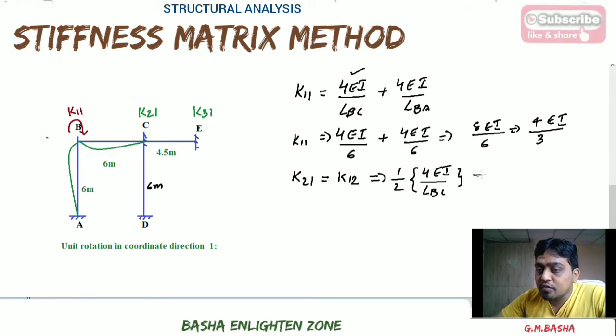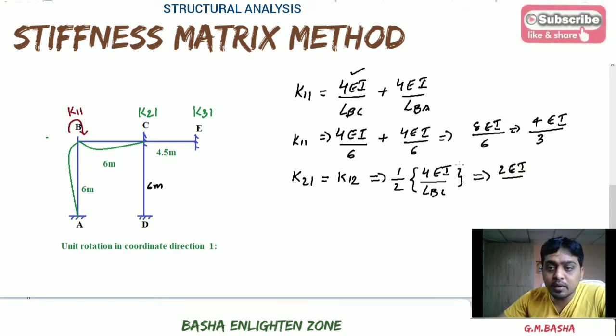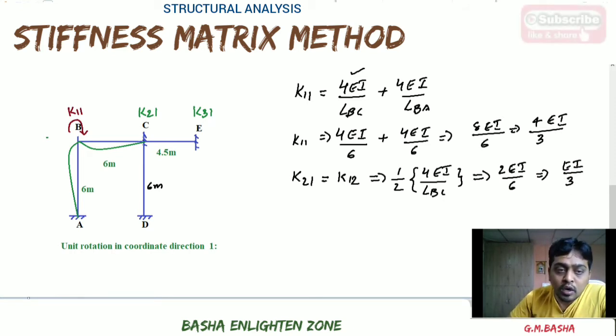If you simplify this, you will get 2EI by the length of the span, that is 6 for BC. If you simplify, you will get EI by 3. So K21 will be equal to K12, which will be equal to EI by 3. Why are we taking only this one? Because we are applying the second coordinate position at C. Therefore, whatever moment is applied here, we carry exactly half of the moment to its other end, which is at coordinate position 2.